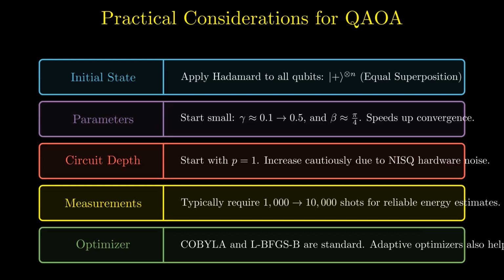For measurement shots, you typically need about 1,000 to 10,000 measurements per parameter evaluation to get reliable energy estimates. As for the optimizer choice, COBYLA and L-BFGS-B work well for QAOA. Some research suggests adaptive optimizers can improve performance.